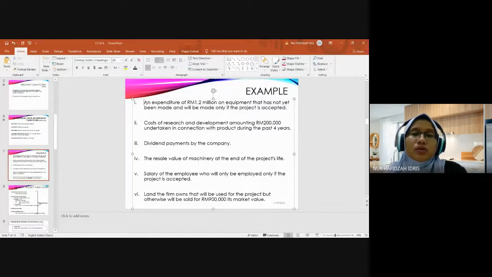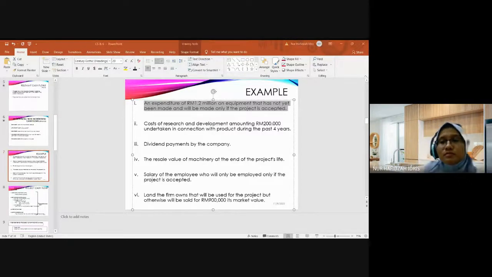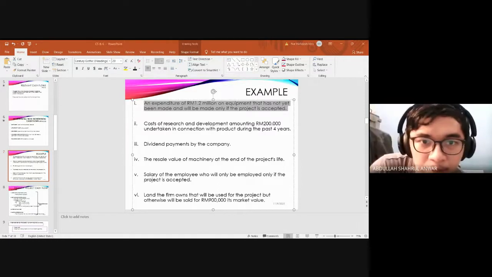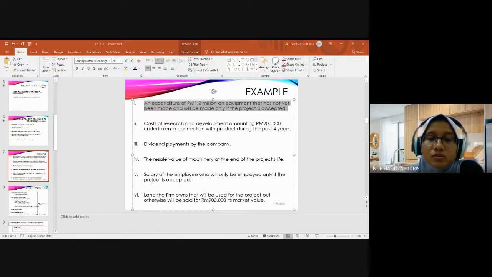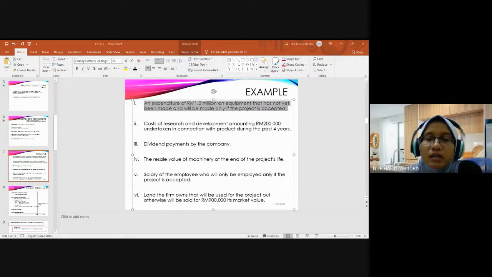Okay, so let me do it together. For example, this one: an expenditure of 1.2 billion on equipment that has not yet been made and will be made only if the project is accepted. So do you think this is incremental or non-incremental? Incremental cash flow is what? Costs related to accepting a project. Yes, okay. So that 1.25 million is what? Yes, that is incremental.